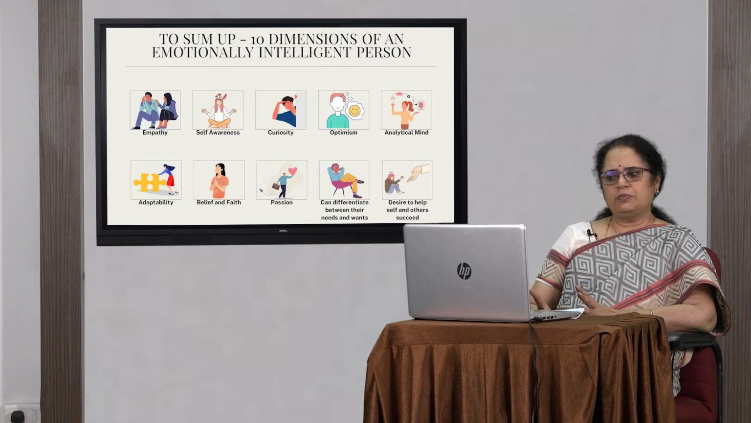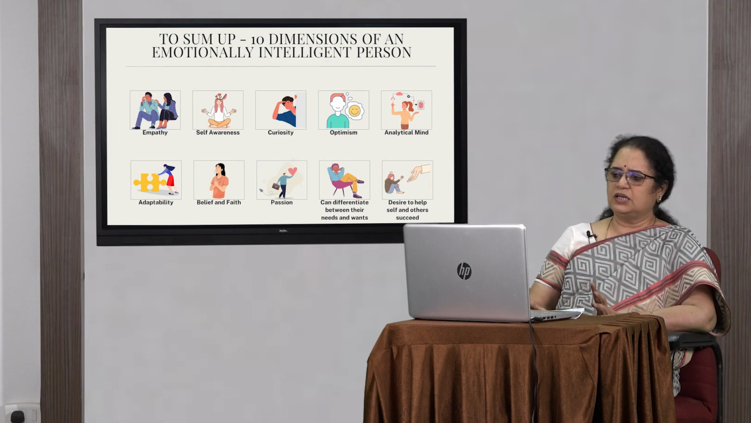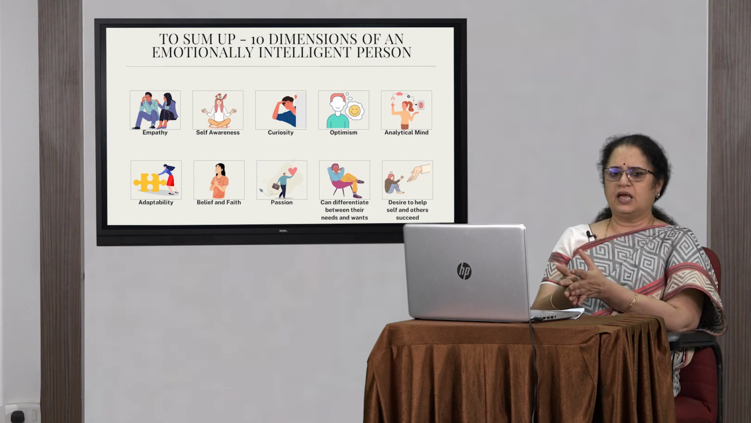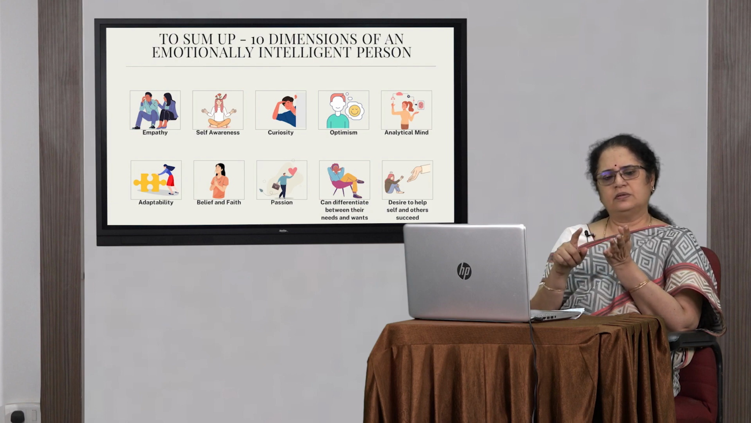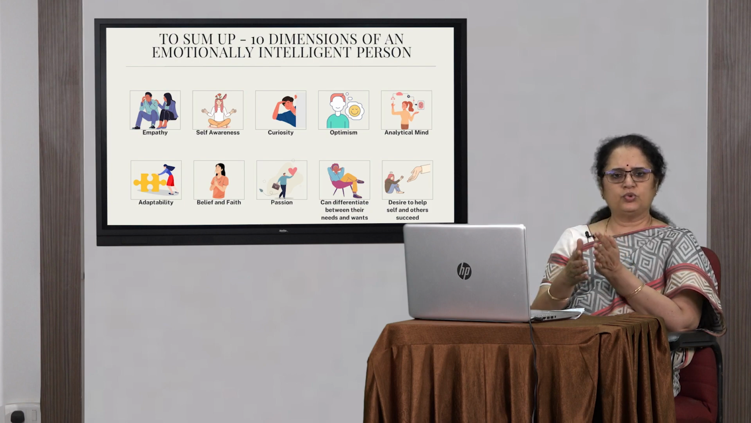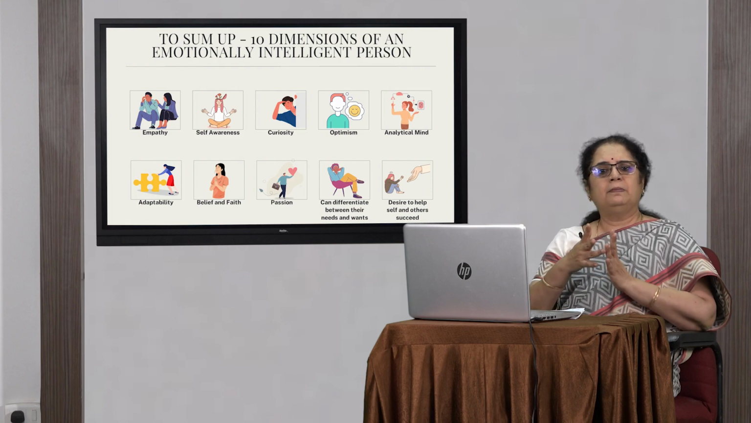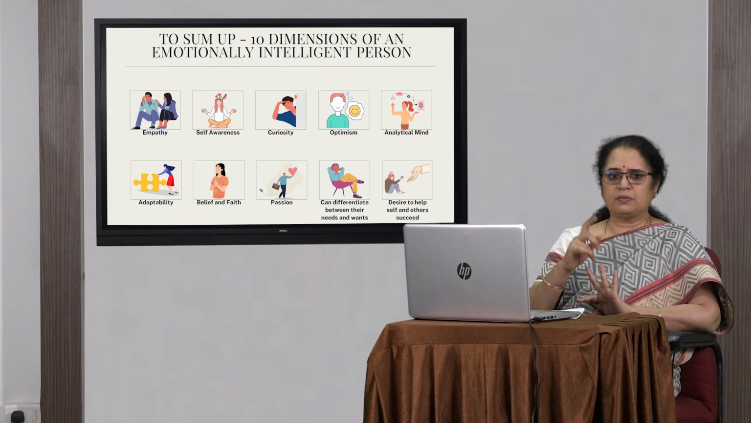Okay, let's sum it up with the 10 dimensions of an emotionally intelligent person. What are the things that an emotionally intelligent person usually has? He has empathy, self awareness, curiosity, optimism, that is staying positive, an analytical mind where I am able to analyze my thoughts, adaptability, adjusting to quick changes that are going around us, belief and faith. Faith is important. Remember, we spoke about spiritual quotient also. Passion, having that real interest in whatever we do, that is important.